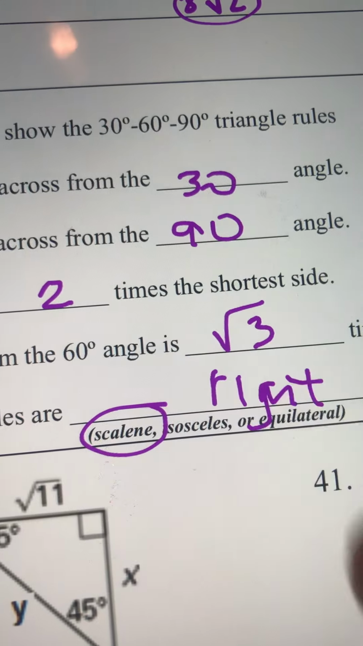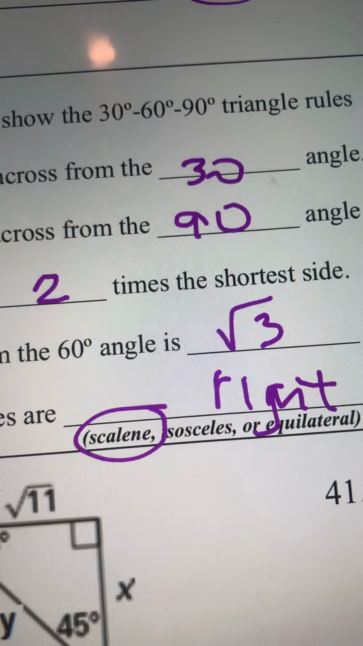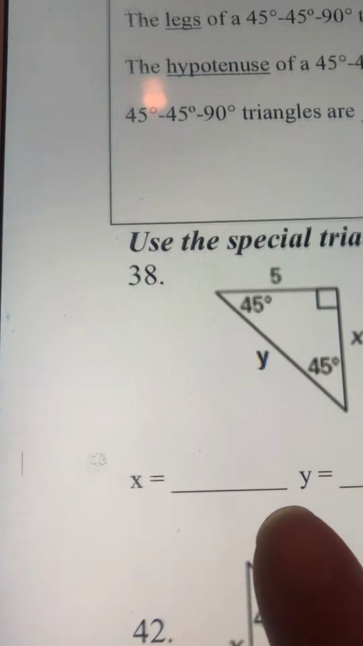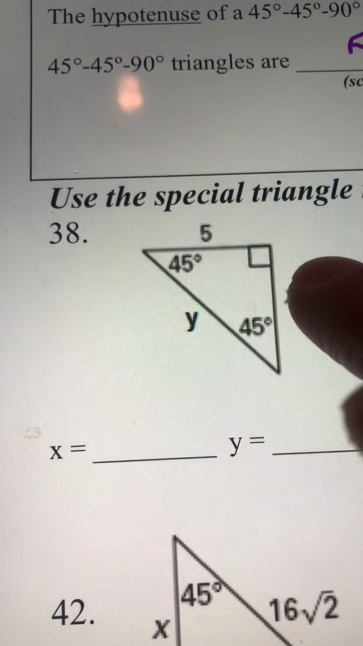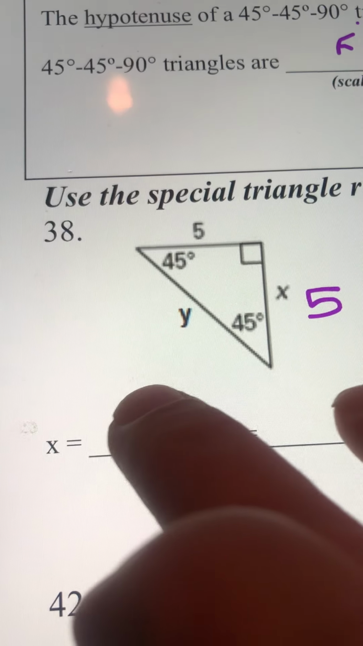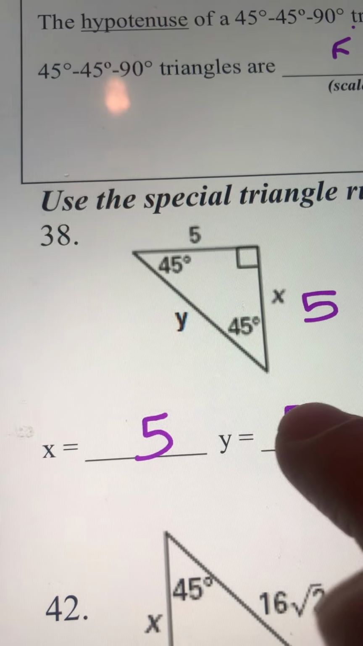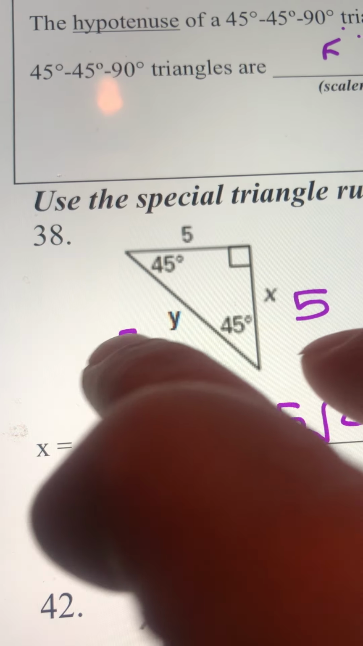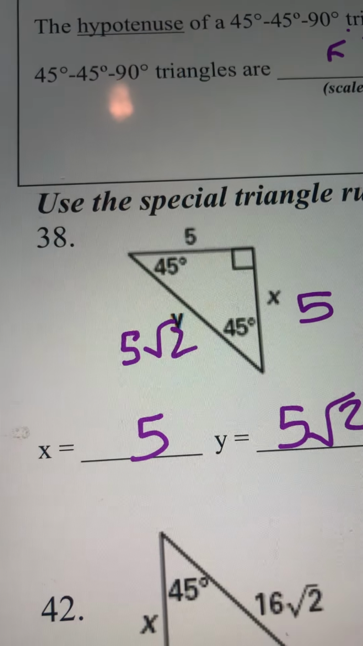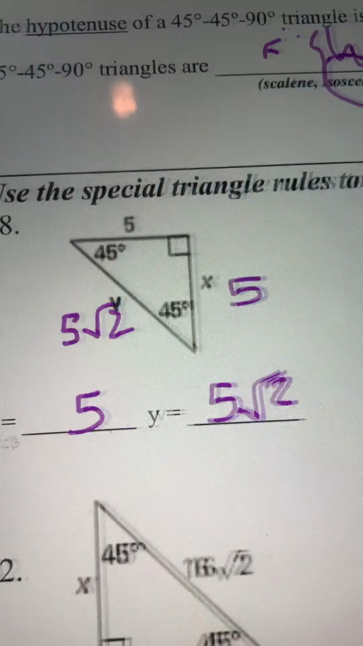So it still is the right angle, but all three sides are different. Now you could always go back to the Pythagorean Theorem and prove these, but the idea is that you notice, hey, these two sides are equal, so x is going to be 5, 5, 5 root 2. I like to write it on the picture as well as the answer blank. 5, 5, 5 root 2.